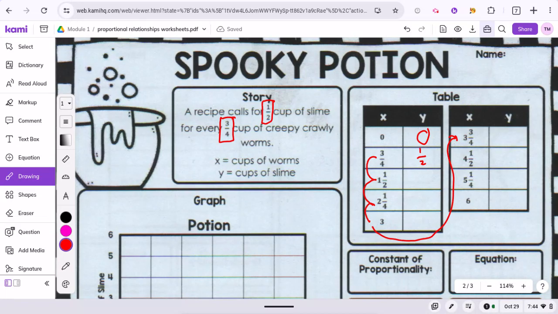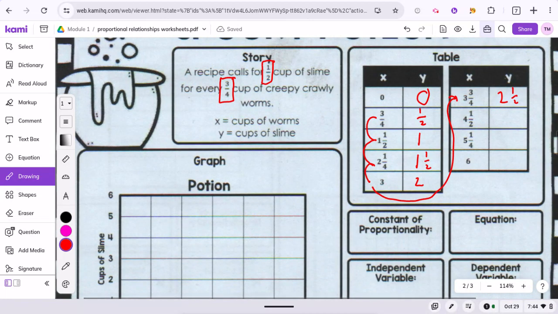So this one will increase by 1/2 each time: 1/2, 1, 1.5, 2, 2.5. So the constant of proportionality for this one, you would be able to divide the 1/2 by 3/4. So you would take 1/2 and you would divide it by 3/4. You can do the keep, change, flip here, or you can convert it to decimals.